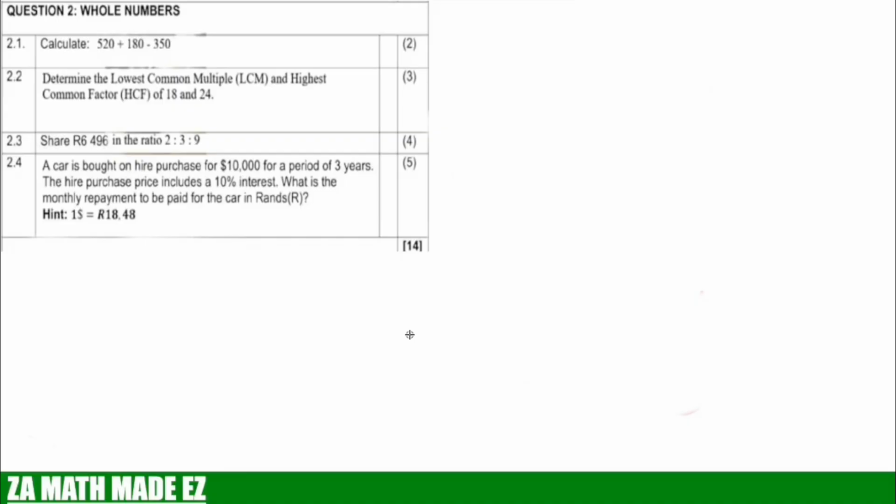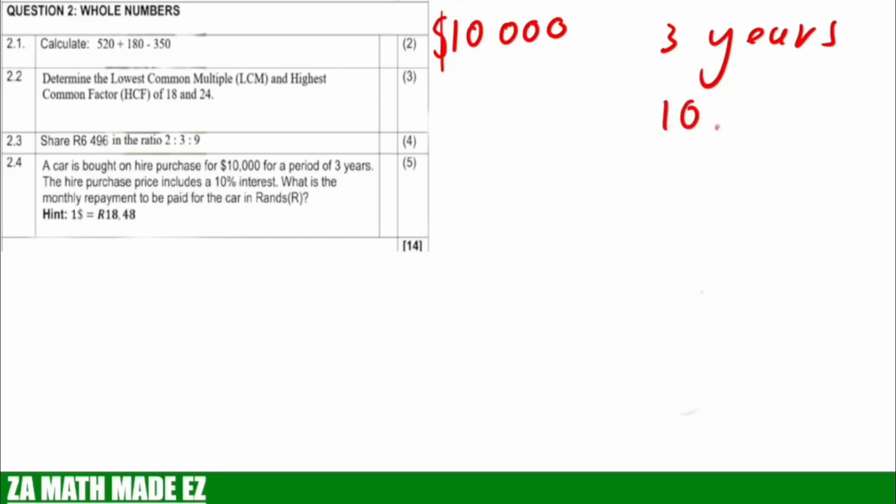Question 2.4. A car is bought on hire purchase for $10,000 for a period of 3 years. So you immediately write this down, and you must take note of the dollar sign over here. The hire purchase price includes a 10% interest. Write that down as well. What is the monthly repayment to be paid for the car in rands? So they're asking for the monthly repayment in rands, but this is in dollars. So you mustn't forget, at the end of the calculation, we must convert the dollars into rand.